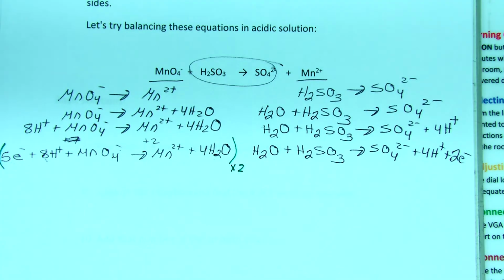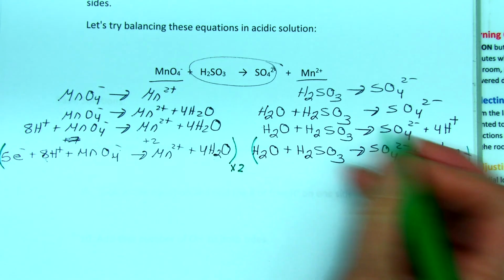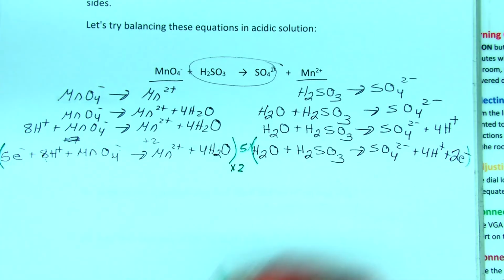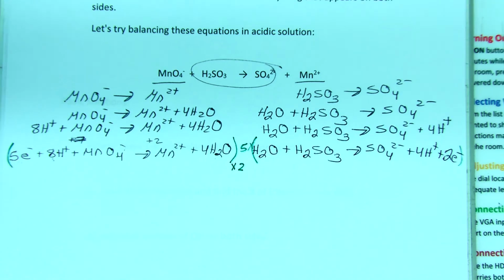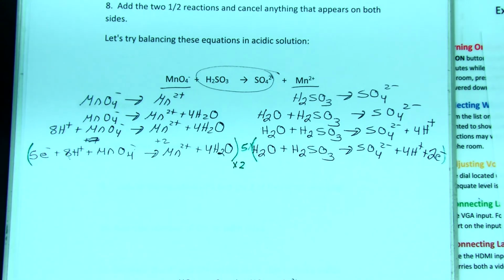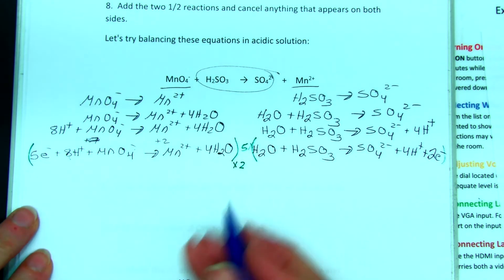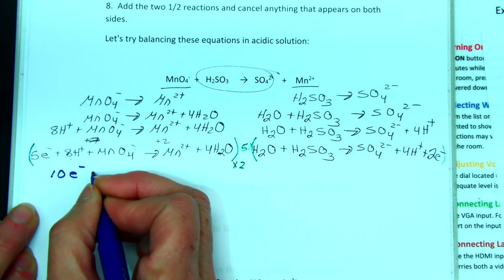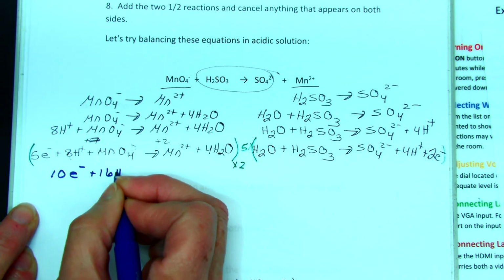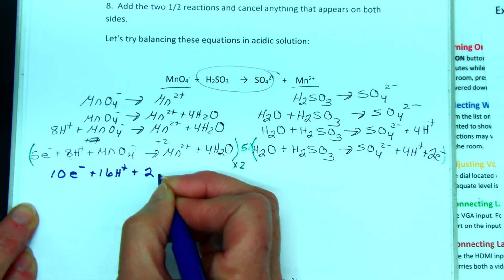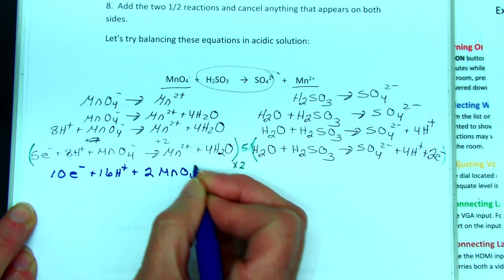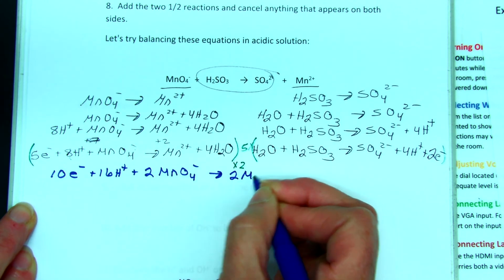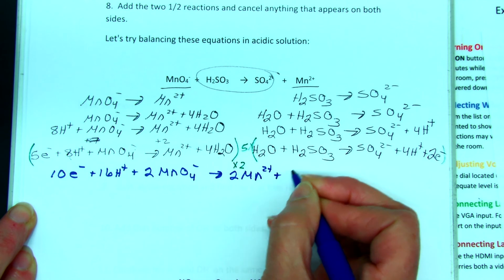So 2 times 5 is 10. And 5 times 2 is 10. So I'm going to multiply these 2 half reactions by the appropriate number to get the number of electrons the same. So I'll multiply this one first. So I get 10 electrons plus 16 hydrogen ions plus 2 permanganate yields 2 manganese plus 8 waters.